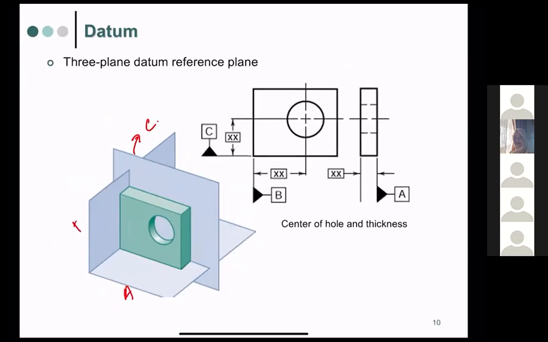this is datum A, datum B. Datum C may be needed if you need the information regarding datum C. For example, you want to know the thickness of this plate. Then we have to draw it with respect to datum C, and then we can know the thickness. I think this should be datum C. Wait, yeah, this one should be datum C, and this is A.